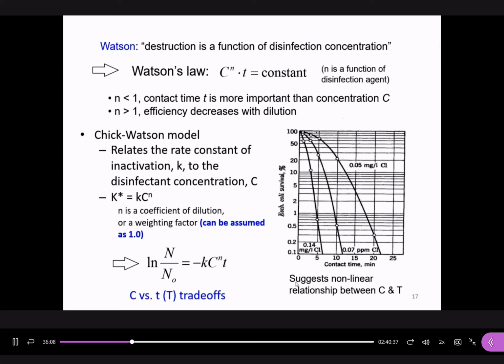Okay, and we have different concentrations, 0.05, 0.07, 0.14. To achieve the same amount of inactivation, if you use a higher concentration of disinfectant, you just need a shorter time, right? We compare the same level. So here is how much time you need when you apply 0.05 milligram per liter of chlorine. And this suggests a nonlinear relationship between C and T.